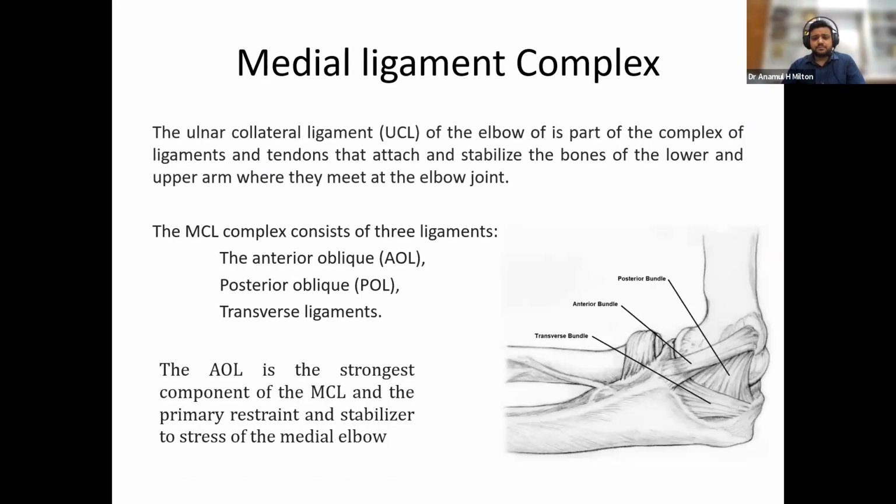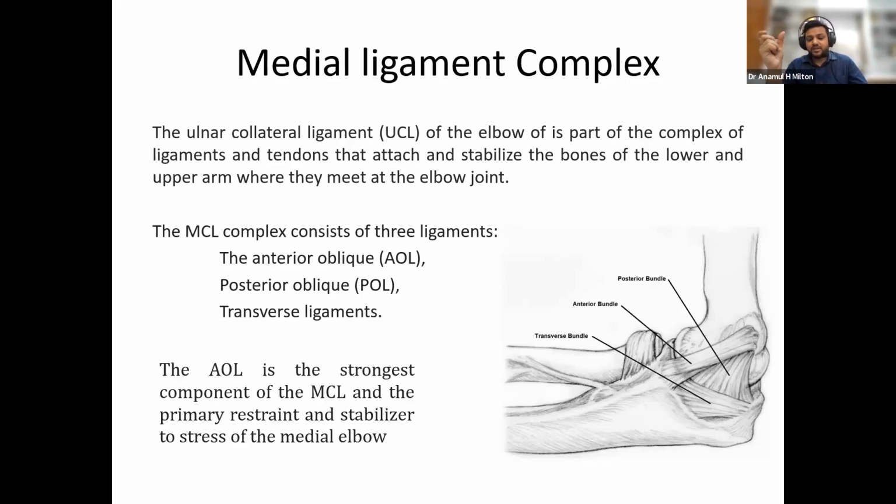Okay, now the medial ligamentous complex. Here there is actually one ligament, the medial collateral ligament, but it has three parts. Number one is the anterior oblique ligament, then the posterior oblique, and another is the transverse ligament. Nicely, we were shown the transverse ligament by the sir, because the transverse ligament is not usually shown very nicely. I think these are nice tips by the sir.